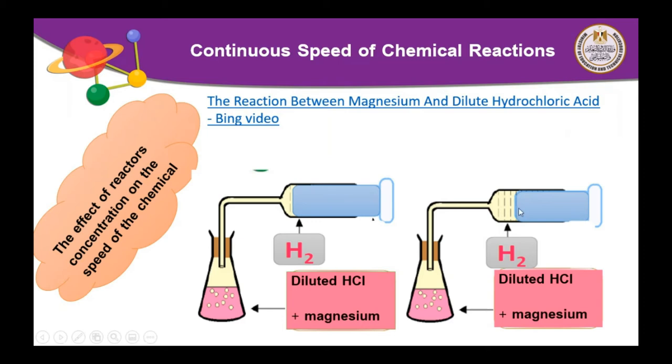So the amount of hydrogen produced in the chemical reaction between magnesium and the concentrated hydrochloric acid is greater than the amount of hydrogen produced from the reaction between diluted hydrochloric acid and magnesium. Pay attention to this video.